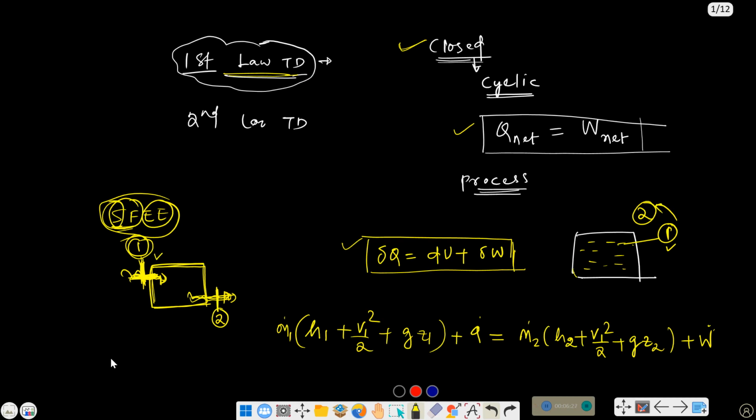So in that case I can write m dot 1 will be equal to m dot 2. So I may replace this as m dot. This is the general equation I can say. By imposing some more assumptions, we can write the steady flow energy equations for other devices, right? We have already discussed all these things in the first chapter of your basic thermodynamics.